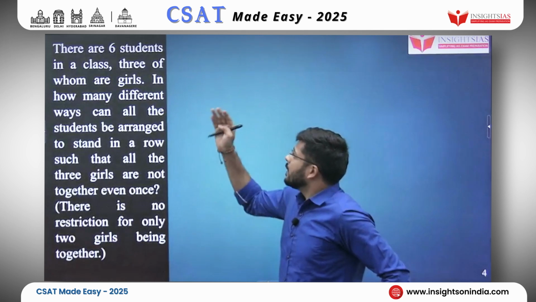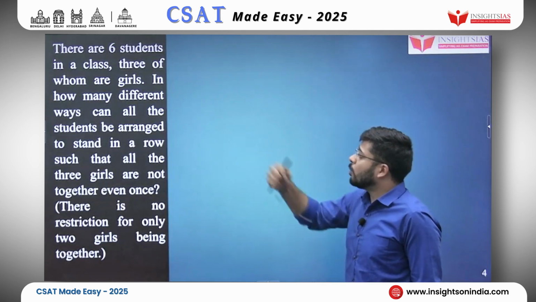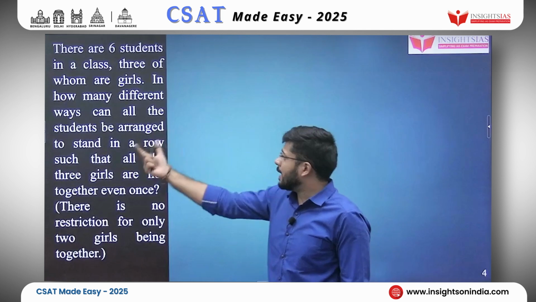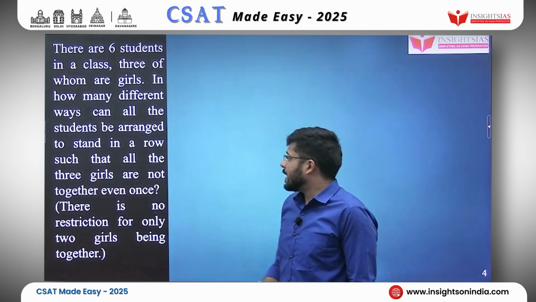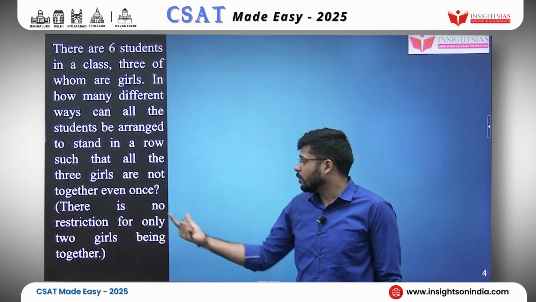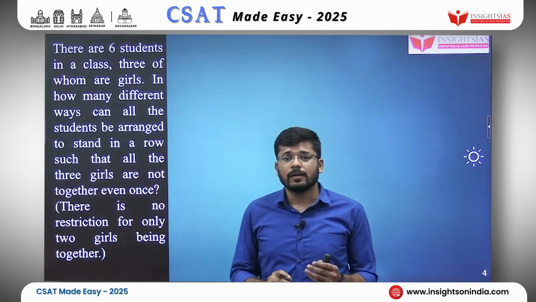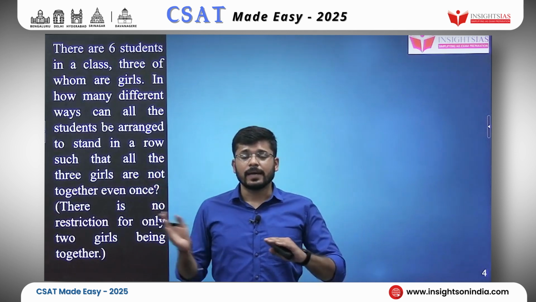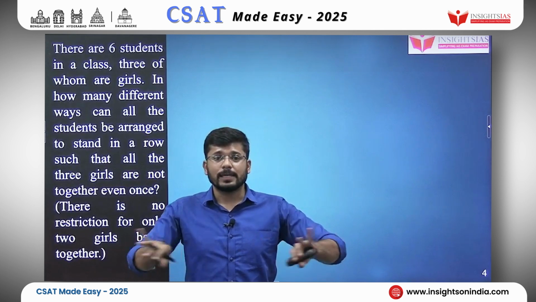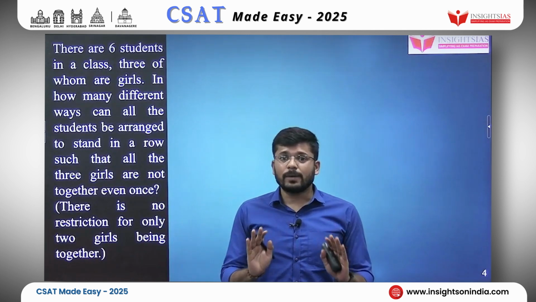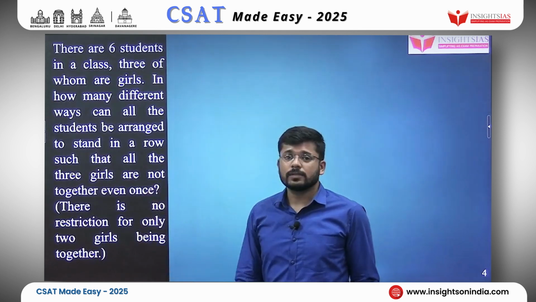There are 6 students in a class, 3 of whom are girls. In how many different ways can all the students be arranged to stand in a row such that all the 3 girls are not together even once? There is no restriction for only 2 girls being together. Okay. This question is even more complicated. In the previous question, they asked us for all of them to be together. Now they are asking us to separate them such that 2 of them can be together, but not all 3 of them. How do we do this?